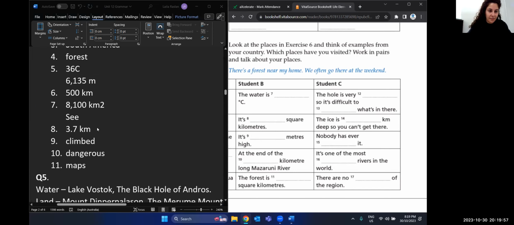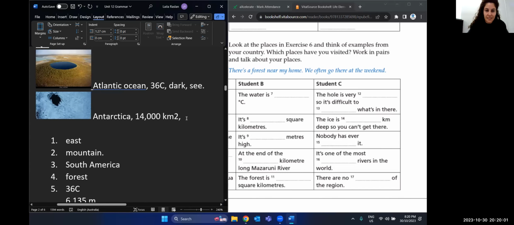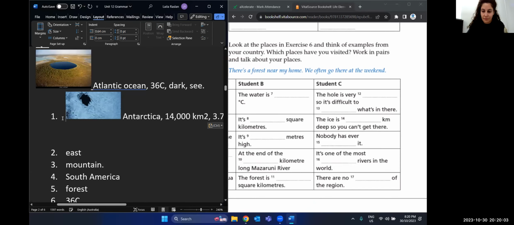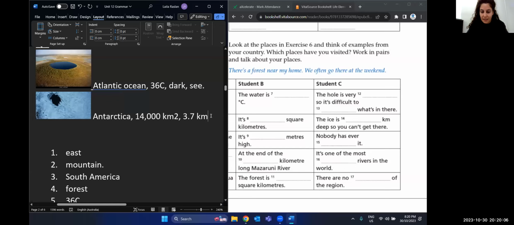3.7. So 3.7 deep, so you can't get there. So that's why it's an unexplored place. These are places that you cannot go. It's impossible.